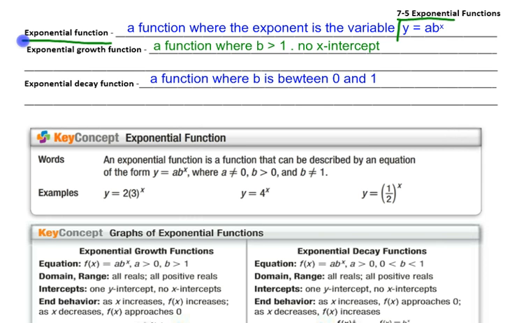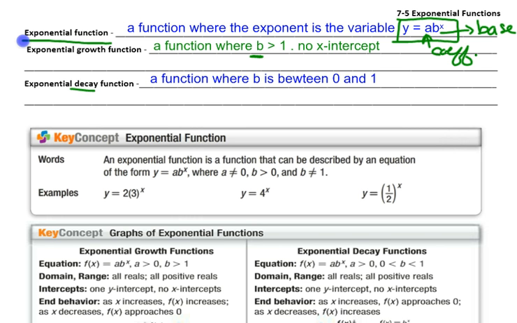This is the general form for them, right? A is a coefficient, and B is your base. And depending on how you change those, you're going to have different types of graphs, which is what we took a look at in our activity yesterday. So an exponential growth function is a function where B, your base, is greater than 1. You're not going to have any x-intercept. It's not going to hit the x-axis.